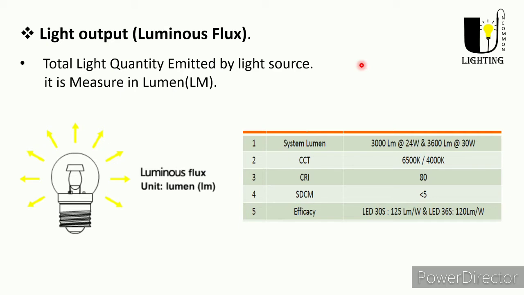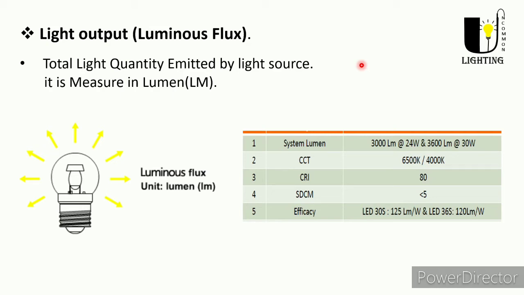So lumen is generally the SI unit. If you want to measure length, there's a unit called meter. If you want to measure height, the unit is feet. Similarly, light can also be measured. The unit for that measurement is called the lumen.